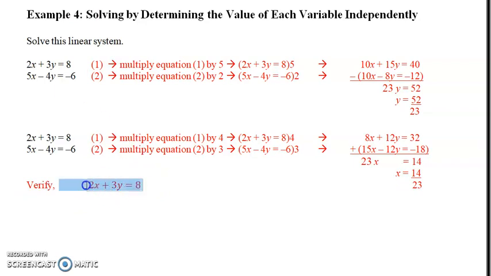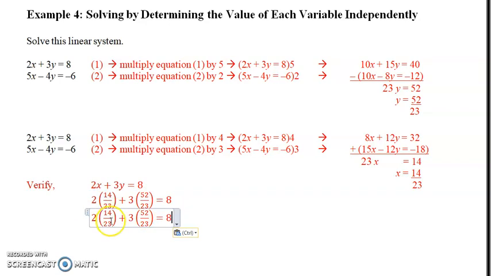So we have our equation, and we're going to verify the 2 points, the x and y. Okay. Put them in both. So the x value was 14 divided by 23, 14 23rds. And the y value was 52 over 23, 52 23rds. Multiply that by 3. Oh, and that whole thing is going to equal 8. Well, we hope so. If it doesn't, then we did something wrong.